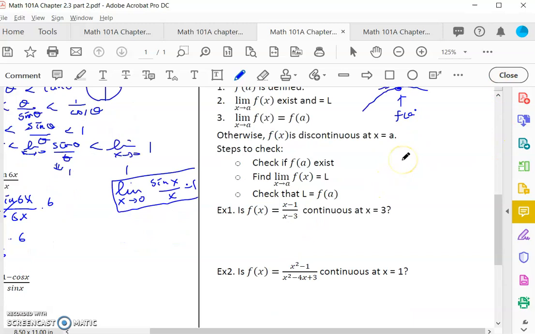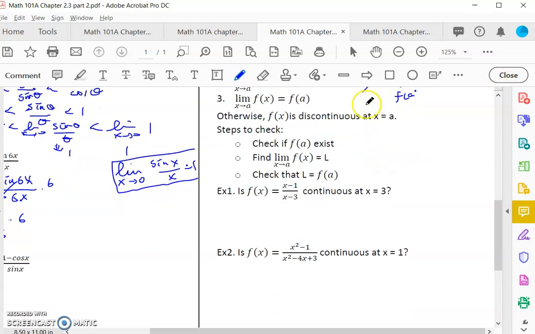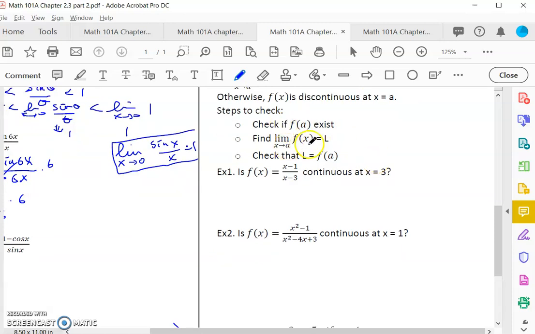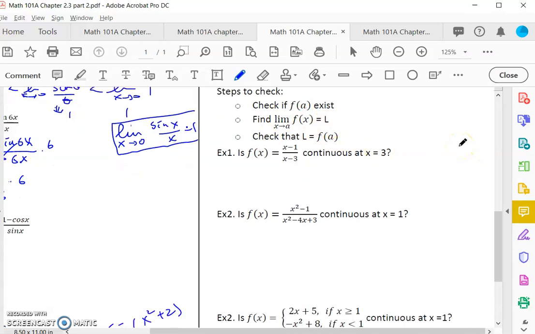It's very smooth. So to check the continuity of a function at a particular point a, first of all, check if you can do f of a, if it is in the domain. Then you actually find the limit, and then you check that these two are the same. Okay, so let's check.